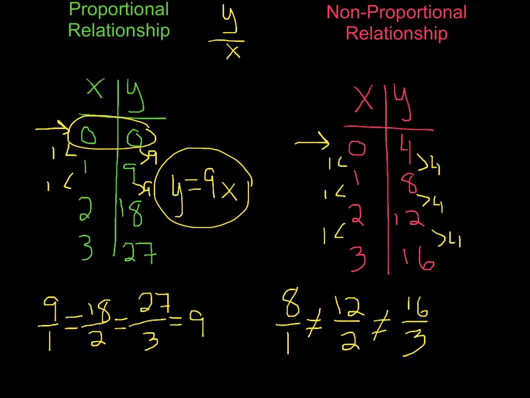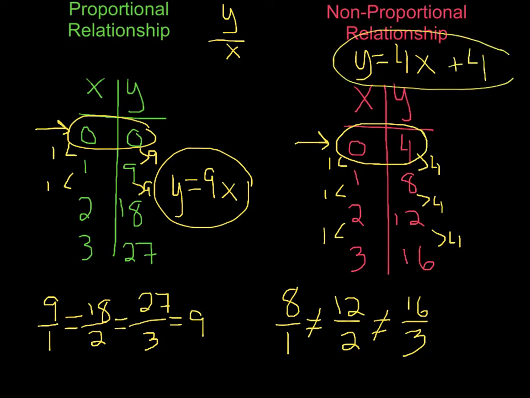Therefore my slope is 4, so I have 4x, and then my y-intercept is the number that matches up with 0, which is also 4. So my equation here is 4x plus 4.